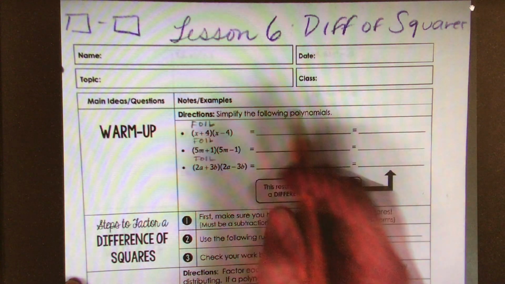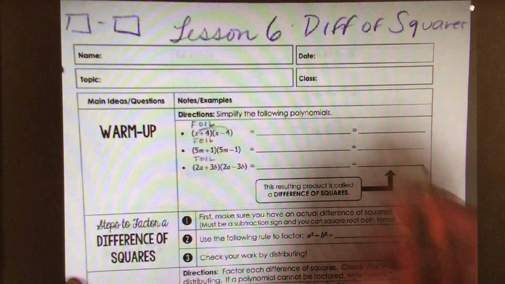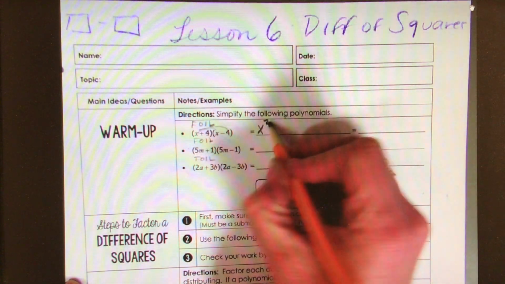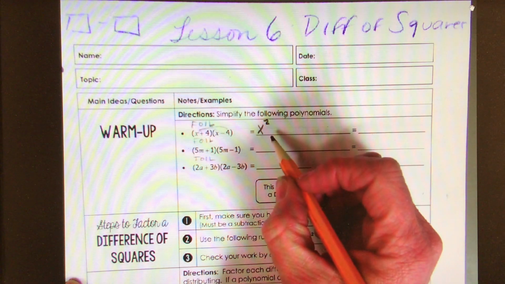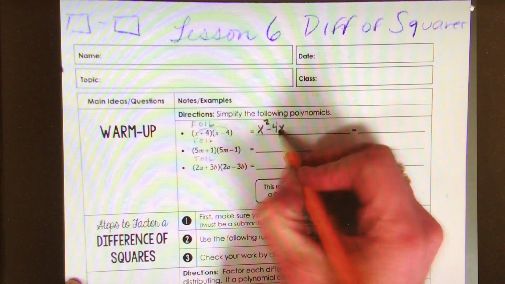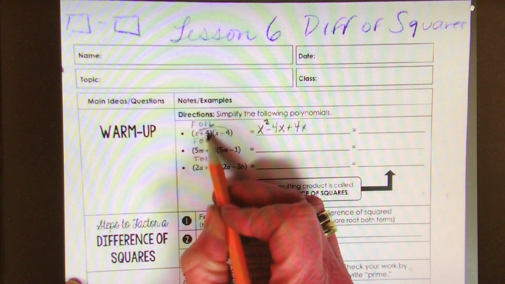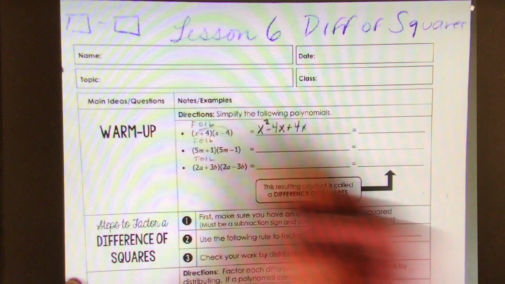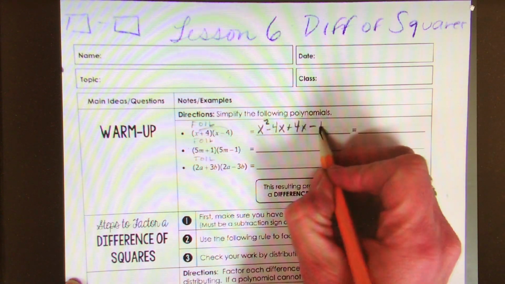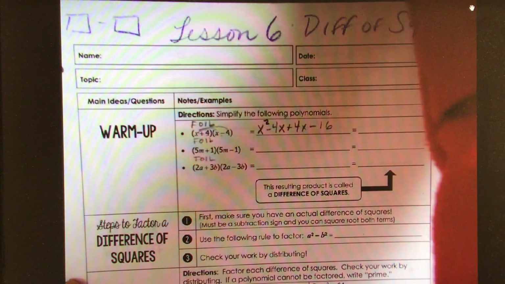So here we go. If I have x times x, I have x squared. And then I have negative 4x, positive 4x. See, I have negative 4x and then positive 4x. And then last but not least, 4 times 4 is 16.